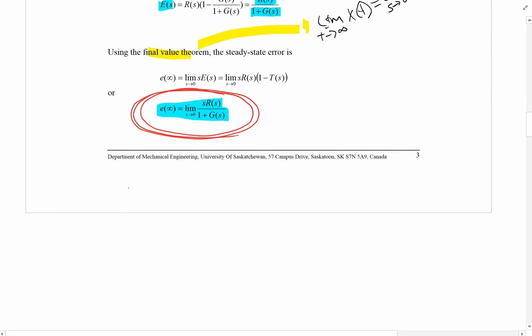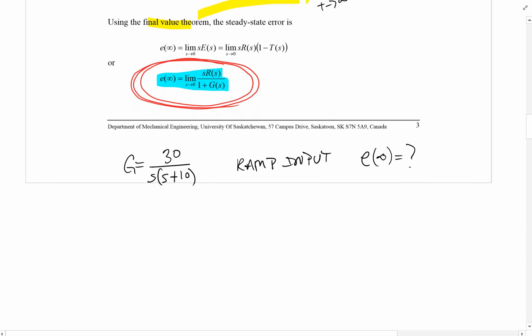So let's imagine a test case here, where we have G is equal to 30 over s plus 10. Okay, just a typical open loop transfer function, and let's subject that to a ramp input and ask the question, what is the e at infinity for this? Okay, what is the error at steady state for this? Well, we can do this.